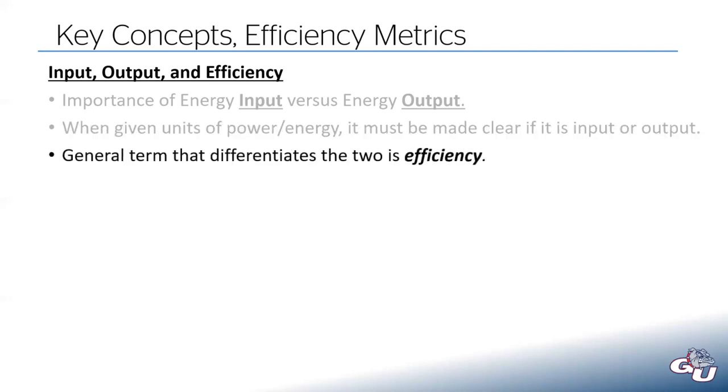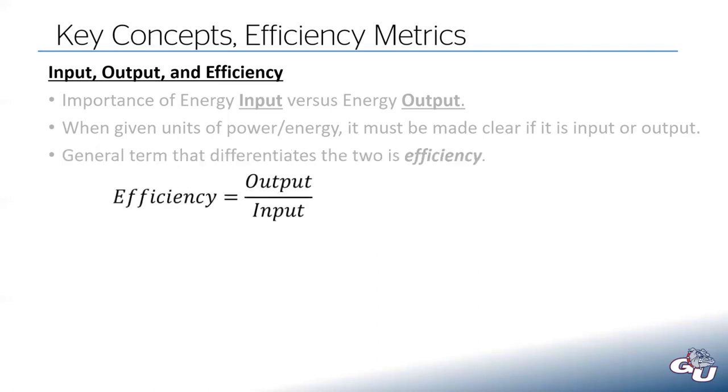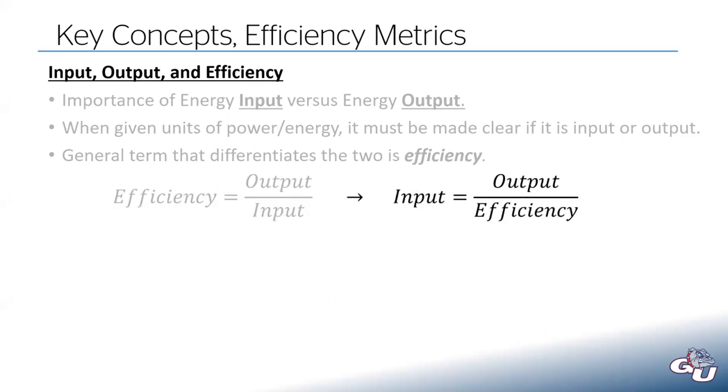And the general term that differentiates these two terms is efficiency. Thankfully, it's a very simple equation. So efficiency is going to be your output over your input. Your output is always going to be less than your input. I mean, you can never put more in than you get out at the other side. Or we can rearrange this and say the input is going to be our output over our efficiency.